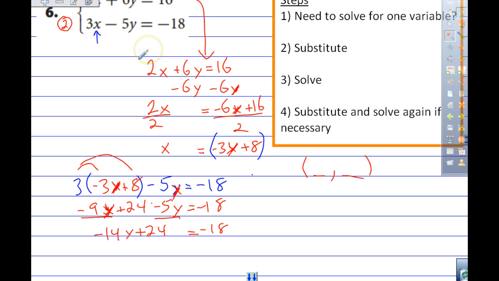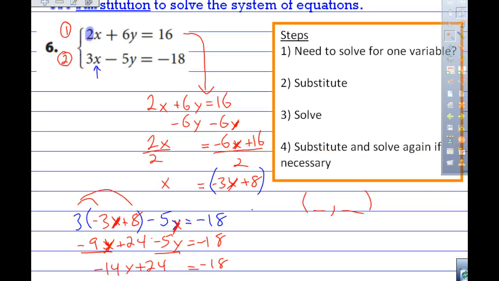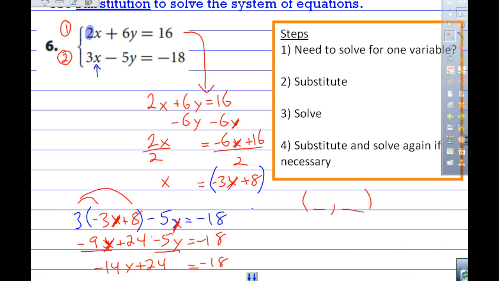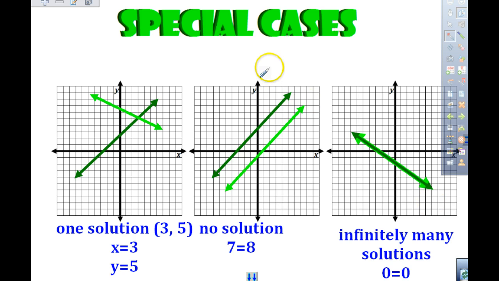And probably do a check. Alright, just a reminder, if you get all the variables to cancel out and the numbers left over are not the same, it's not true, then you know it's no solution. They're parallel lines if you graph them. If the variables cancel out and you happen to have the same number on both sides, then it's infinite solutions. So you saw a few of those last night as well. And in these cases, there's no check.